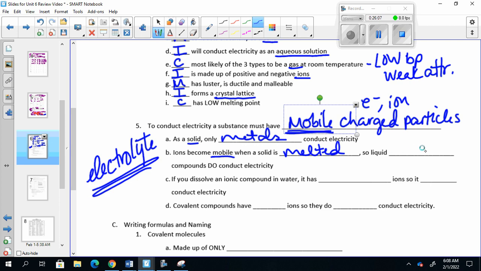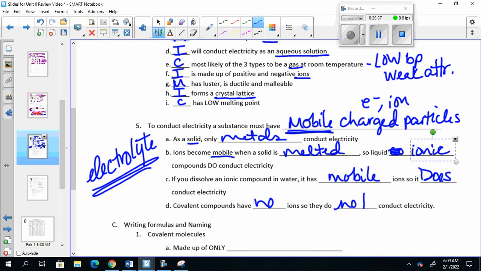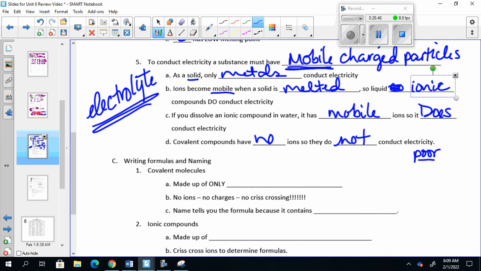So liquid compounds, oh, ionic, sorry, I see. Sometimes I wonder what I wanted for fill in the blanks. There it is, I wanted ionic. Liquid ionic compounds do conduct electricity. If you dissolve an ionic compound in water, it has mobile ions. That was our goal. So it does conduct electricity. And then covalent compounds have no ions, so they do not conduct electricity. Or you could also say that they're just poor conductors, because if one of them could conduct a little tiny bit, it would be very poor.